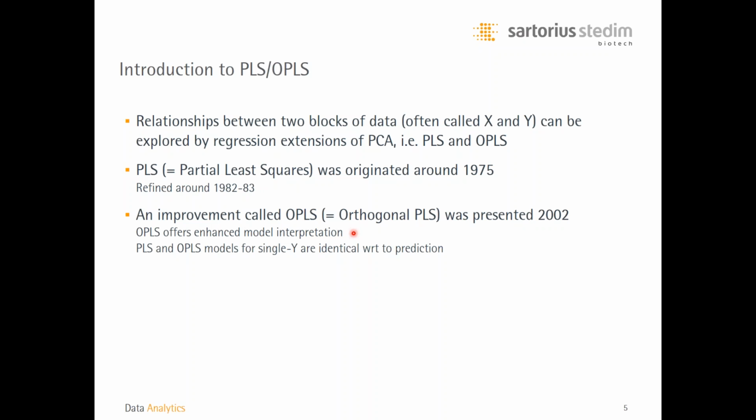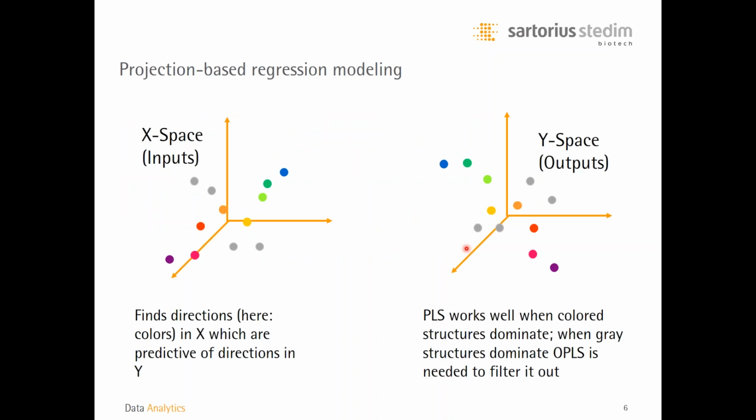And OPLS is interesting because it offers an enhanced or simplified model interpretation. But if you're comparing or benchmarking a PLS model and an OPLS model for the same data set, and you're comparing models with the same number of total components, they are absolutely identical with regards to prediction if you're modeling just one Y variable in the model. So there can never ever be a claim that one model or one tool outperforms the other with regard to prediction in the single Y case.